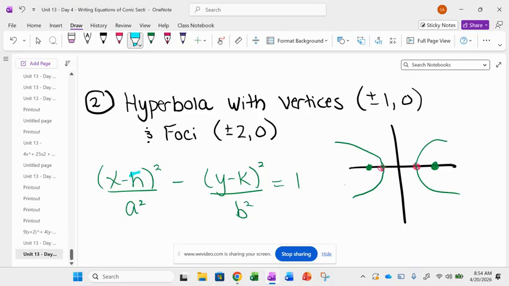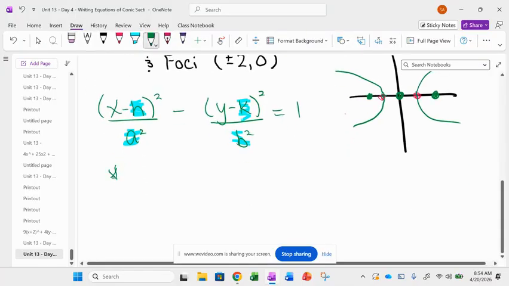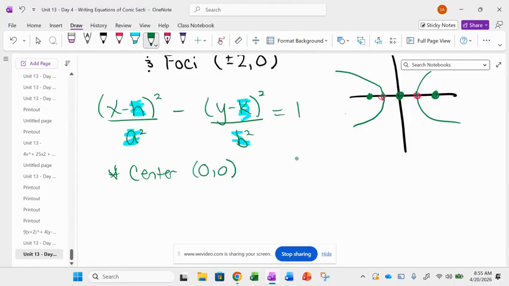Okay. So now that I know that it's a horizontal hyperbola, I need to find a few things. I need to find h, k, and I need to find a and b. So how are we going to do this? Well, the first thing is both the vertices and the foci are equal distance from the center. So right now, if the vertices are plus or minus 1, 0 and the foci are plus or minus 2, 0, what has to be the center? Lily? 0, 0 has to be our center. So we know the center is 0, 0.